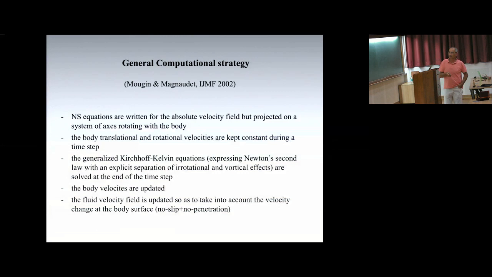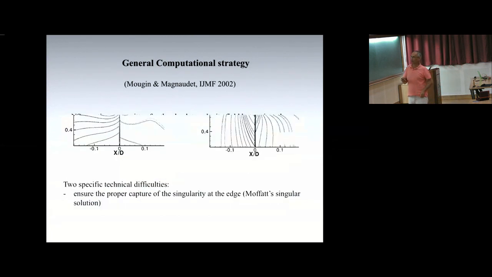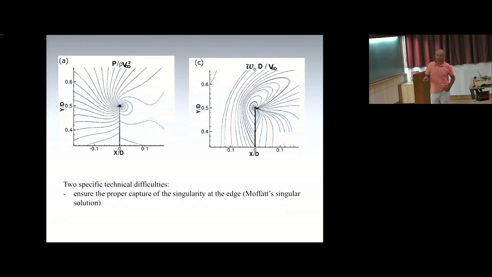And in this problem, especially with disks, there are two specific difficulties. One is how to deal with the edge here, because the edge is basically a singularity. And so we worked quite a lot in order to make sure that we properly resolve this singularity. So here you see two comparisons between the numerical prediction, which is the solid line, and the theoretical prediction at low Reynolds number, the so-called Moffatt singularity prediction. This is for the pressure and this is for the vorticity. So you see that the two nicely agree. So we are confident that we properly solve what happens at the edge.